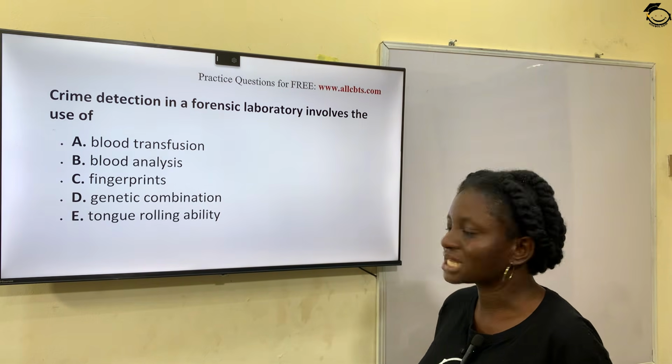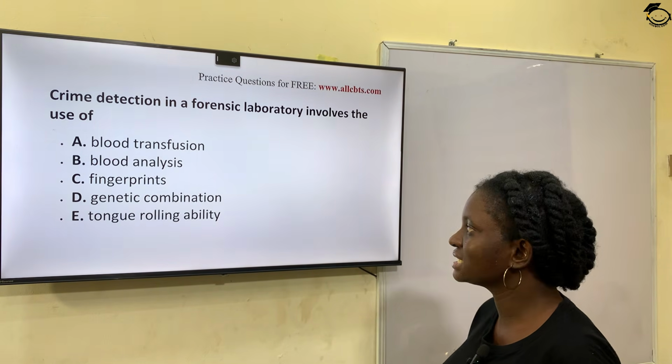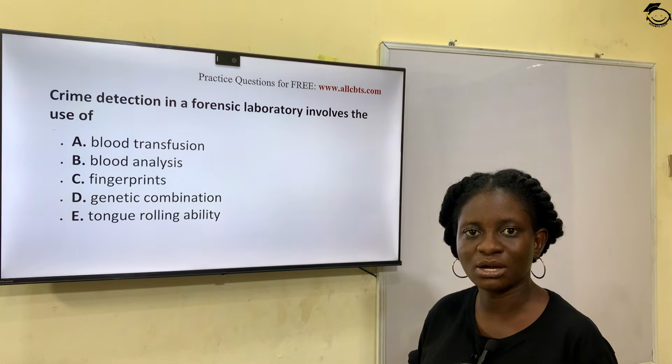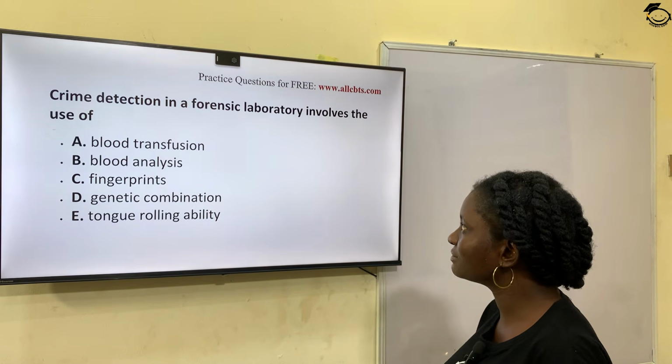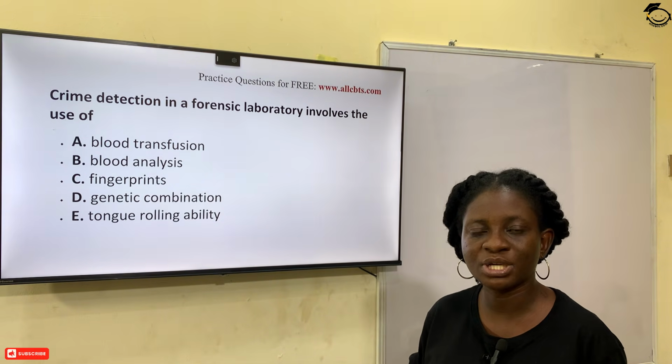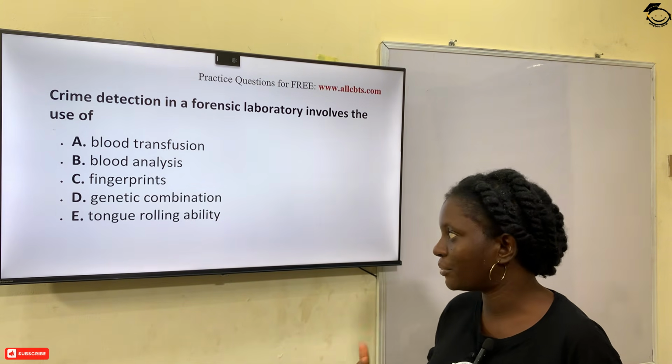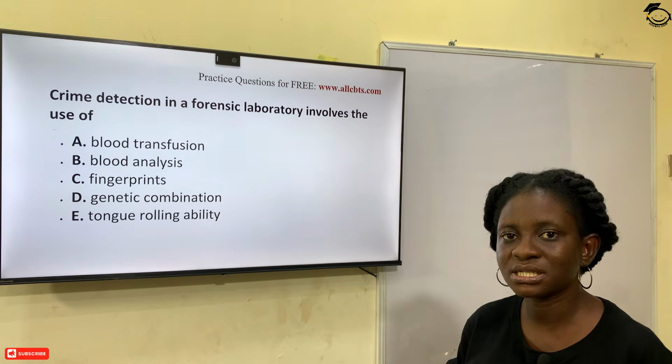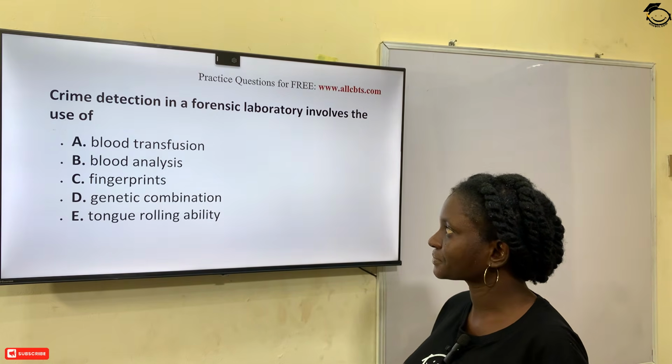So the correct answer is fingerprint. This is unique. Everybody has their own fingerprint. So for crime determination in forensics, they mainly make use of fingerprints. Option C is the correct answer.